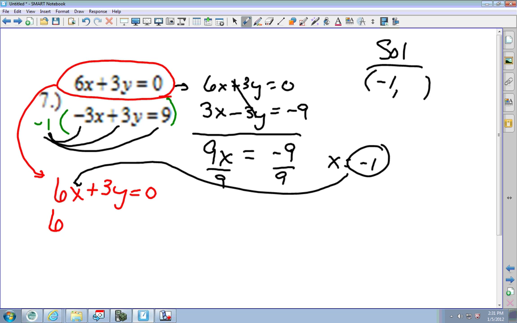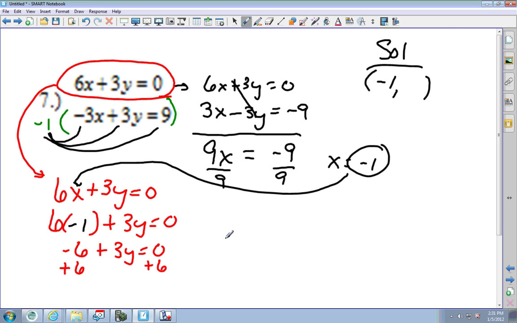I get 6 times -1 plus 3y equals 0. -6 plus 3y equals 0. I'll add 6 to each side, and I get 3y equals 6. Divide by 3, y equals 2. There's my solution.